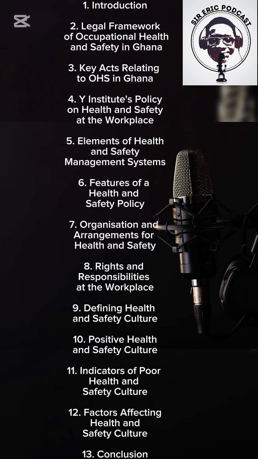Section 5. Features of a health and safety policy. 1. Support from top management. Policies must have backing from senior leaders. 2. Stakeholder involvement. Reflect participation from managers, employees, and supervisors. 3. Clear roles and responsibilities. State duties for all individuals. 4. Accessible language. Ensure policies are easy to understand.